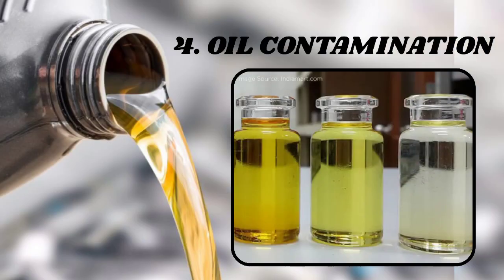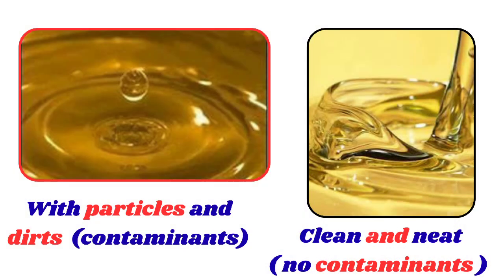4. Oil contamination. Contamination can significantly impact the performance and reliability of an oil circuit breaker. Moisture, dirt, and other contaminants can compromise the oil's dielectric properties, affect the contact surfaces, and lead to faults or failures.